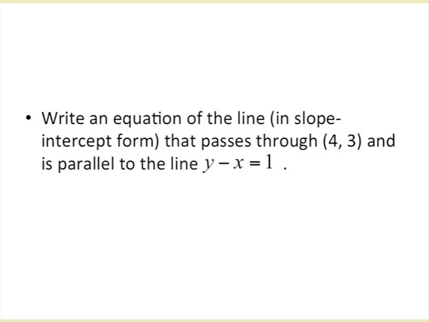Write an equation of a line. So again, we're thinking y equals mx plus b. Whenever it asks us to write an equation of a line, that's our form. That passes through 4, 3. When we see the word through before a point, that's giving us our x and y. And is parallel to this line. Parallel tells us something about slope. That tells us that we want equal slopes. So what we need to know then is what is the slope of this given line.